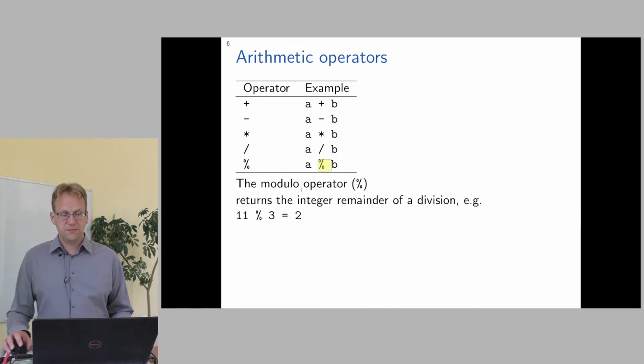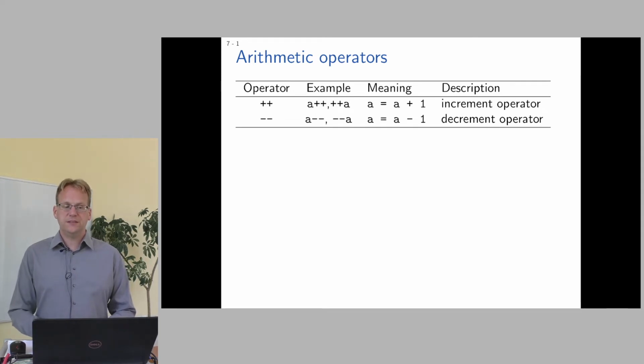And what is the modulo operator? Actually, it computes the integer remainder of a division. So if you try to divide 11 cakes over 3 people, every single person will get 3 cakes, and then you are left with 2 cakes, which you can either break into pieces or keep as a remainder of the division. And here 11 modulo 3 is just 2.